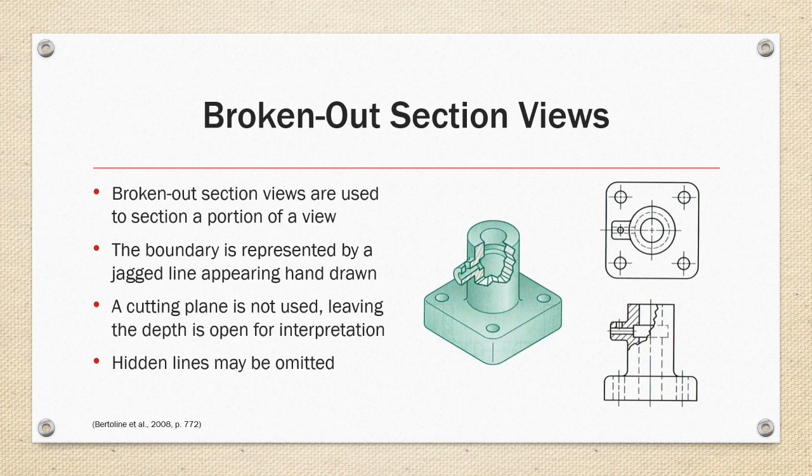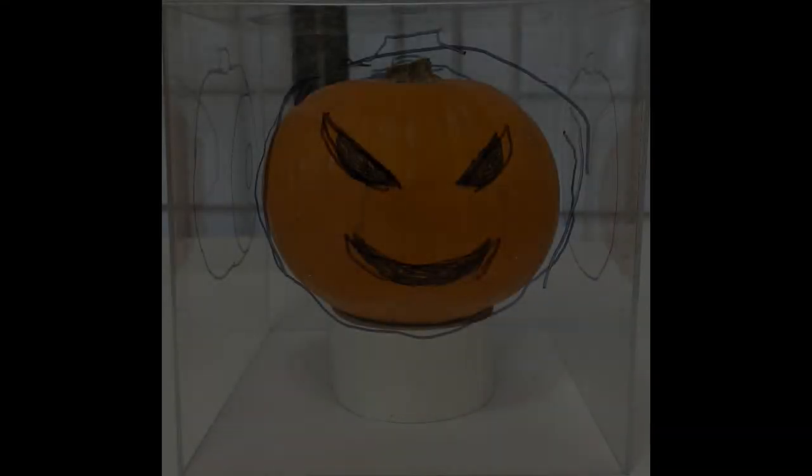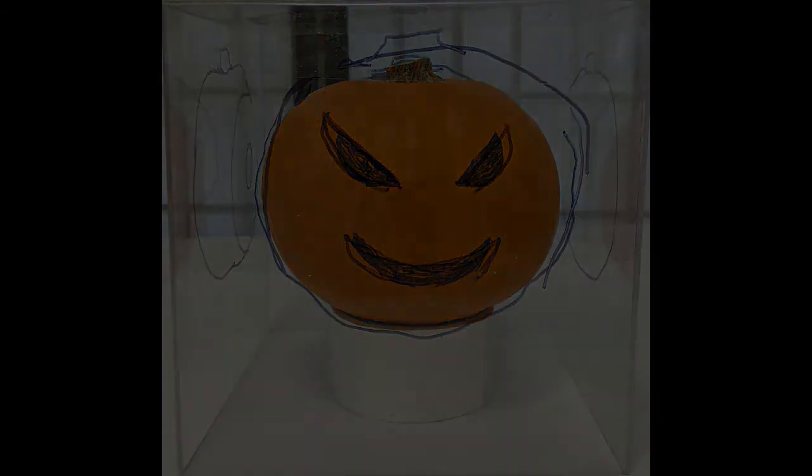Now let's return to our pumpkin example one last time to see what a broken out section view would look like in real life. So we got Jack back in his box, and this time we're just going to look at him in the front view. The broken out section view is the simplest type, and it modifies one of the standard orthographic views.